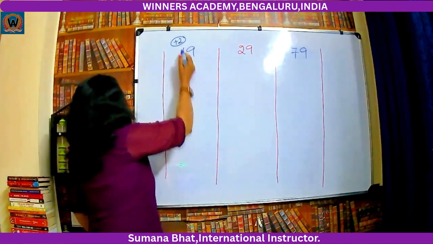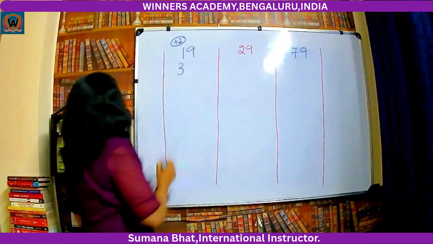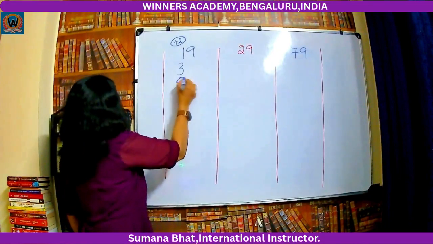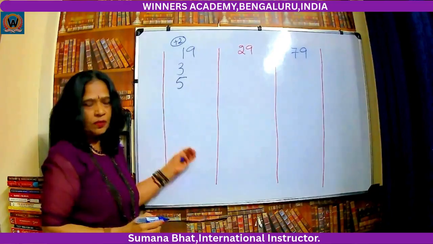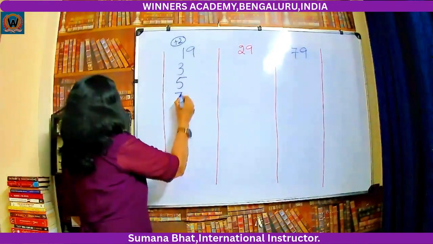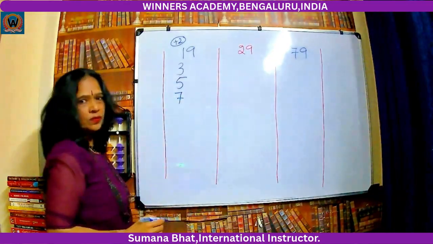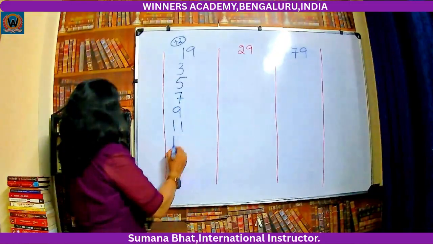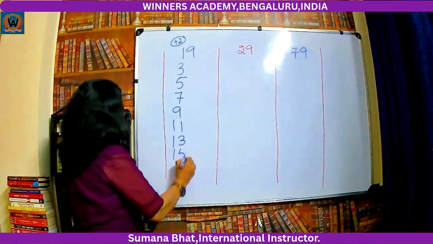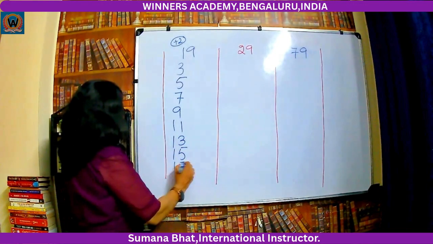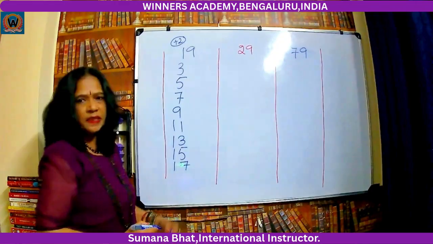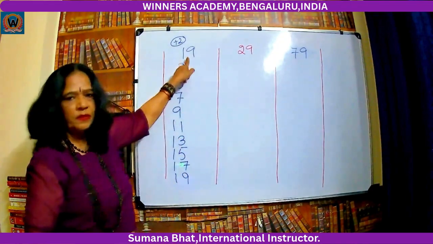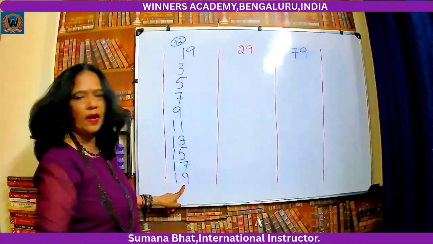Okay. 1 plus 2, 3. 3 plus 2, 5. Each step you are going to add 2. 5 plus 2, 7. 7 plus 2, 9. 9 plus 2, 11. 11 plus 2, 13. 13 plus 2, 15. 15 plus 2, 17. 17 plus 2, 19. Started with 19 and it is going to end with 19.